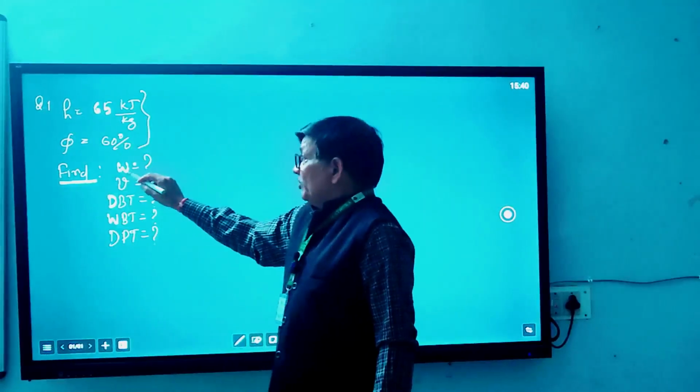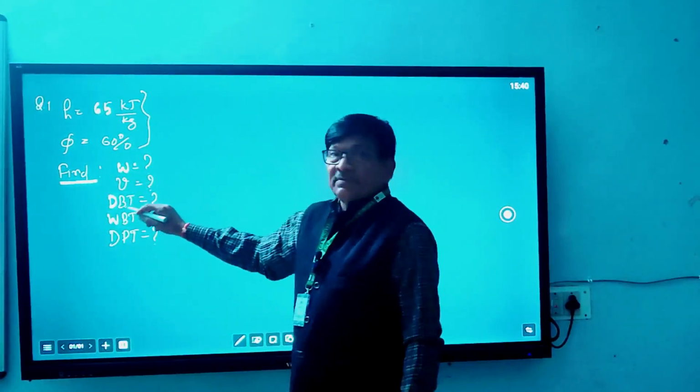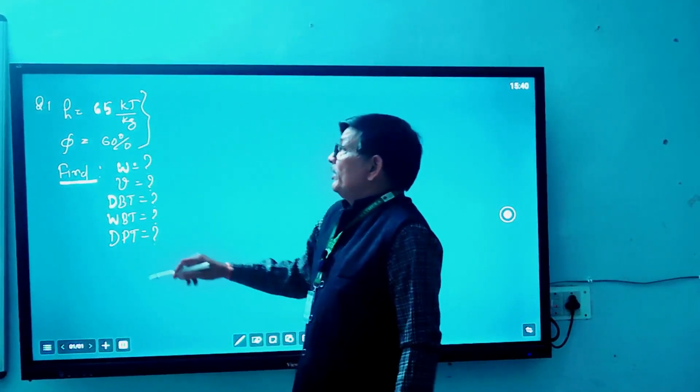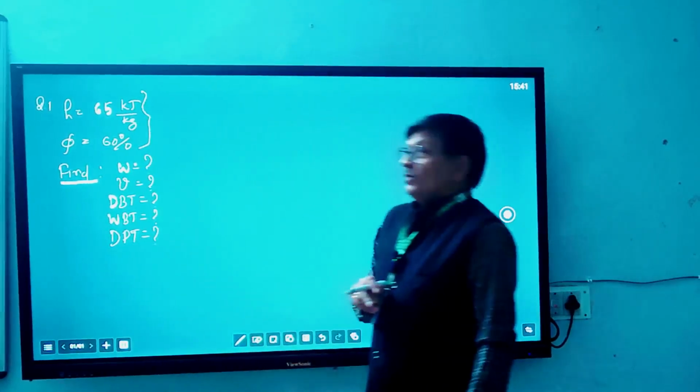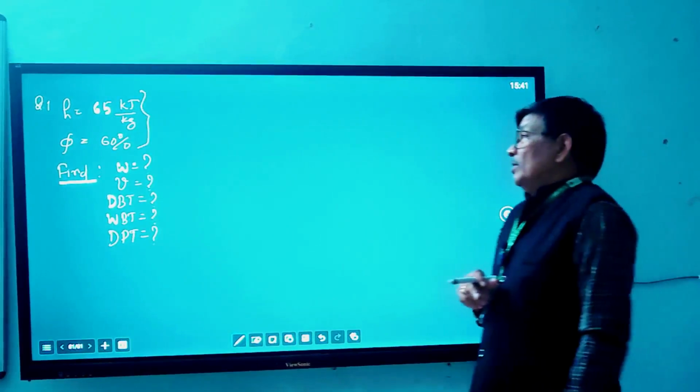What is the absolute humidity omega? What is the specific volume V? What is the dry bulb temperature? And what is the wet bulb temperature from the given values, and the dew point temperature? Here we will construct a psychrometric chart. So values may differ, but the process is the same.